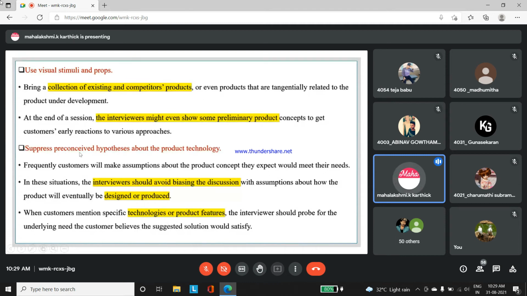Suppress preconceived hypotheses about the product technology. What do you mean by suppress? Defeat, conquer. You have to conquer the customer. Frequently the customer will make assumptions about the product concept they expect would meet their needs. Okay, some technology which has been updated nowadays has been used in your product. That is how you can conquer the customer. Conquer means it will be like reading out your mindset.